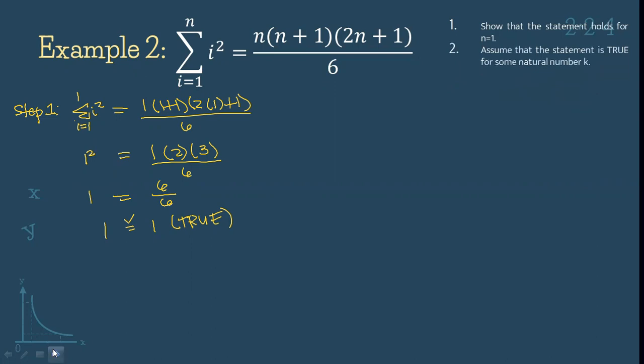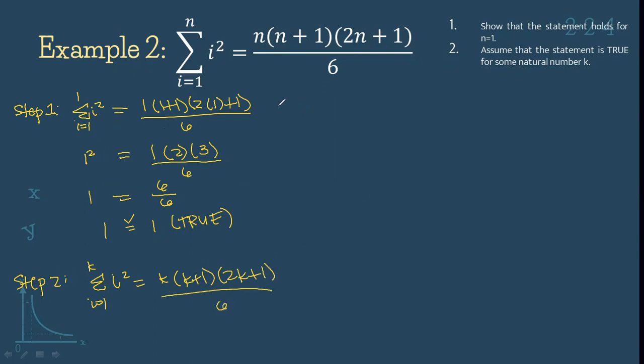We need to assume that the statement is true for some natural number k. So ang gagawin po natin dito is kung sa step number 1 po, papalitan natin lahat ng n ng 1. Sa step number 2 po, papalitan po natin lahat ng n ng k. So we have here the summation of i squared as i goes from 1 to k is equal to k times k plus 1 times 2k plus 1 all over 6.